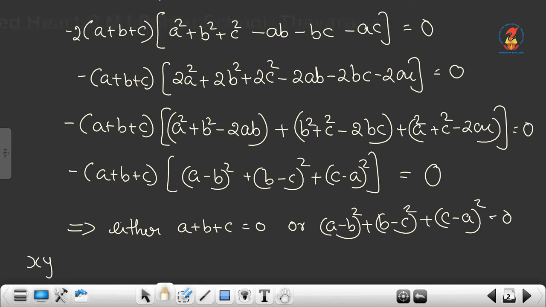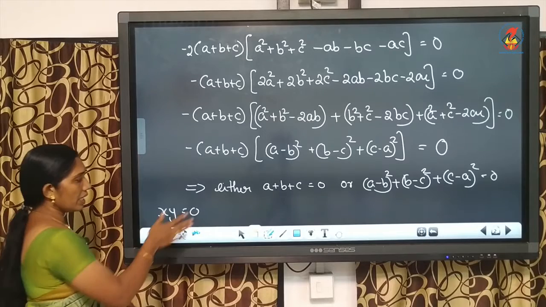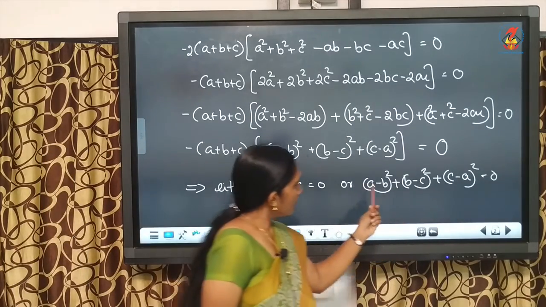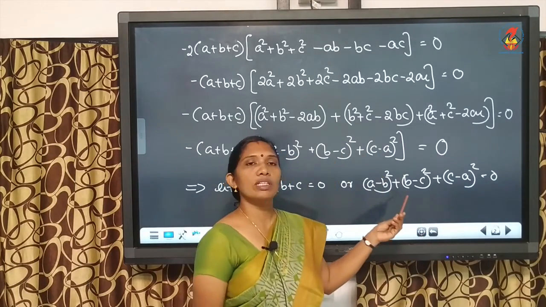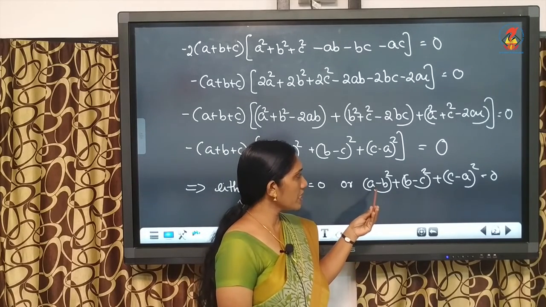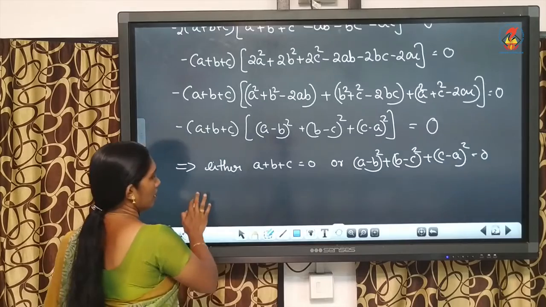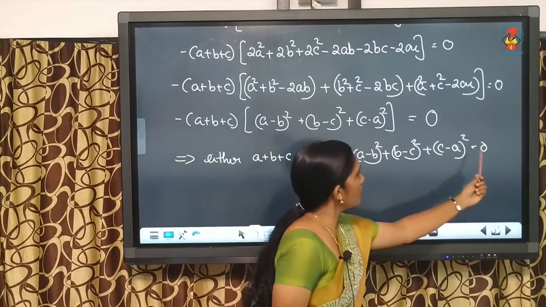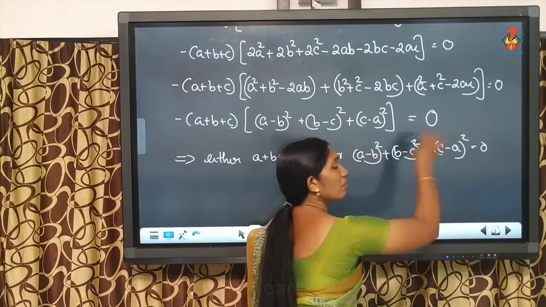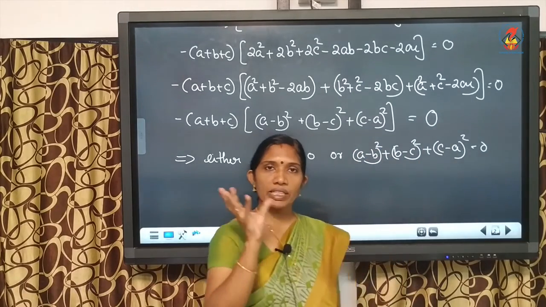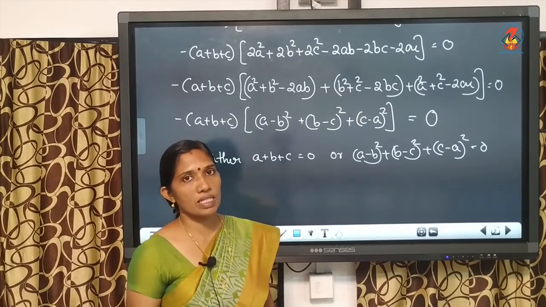If, for example, x into y equals 0, it means either x is 0 or y is 0. That's how we write it. So here, either this is 0 or this bracket is 0. This bracket being 0 means, look at each term, each one is a perfect square. A perfect square means it's a positive number. So this equal to 0 means each term equal to 0, then only we get a 0. Otherwise this won't be cancelled, everything is a perfect square, everything a positive number.